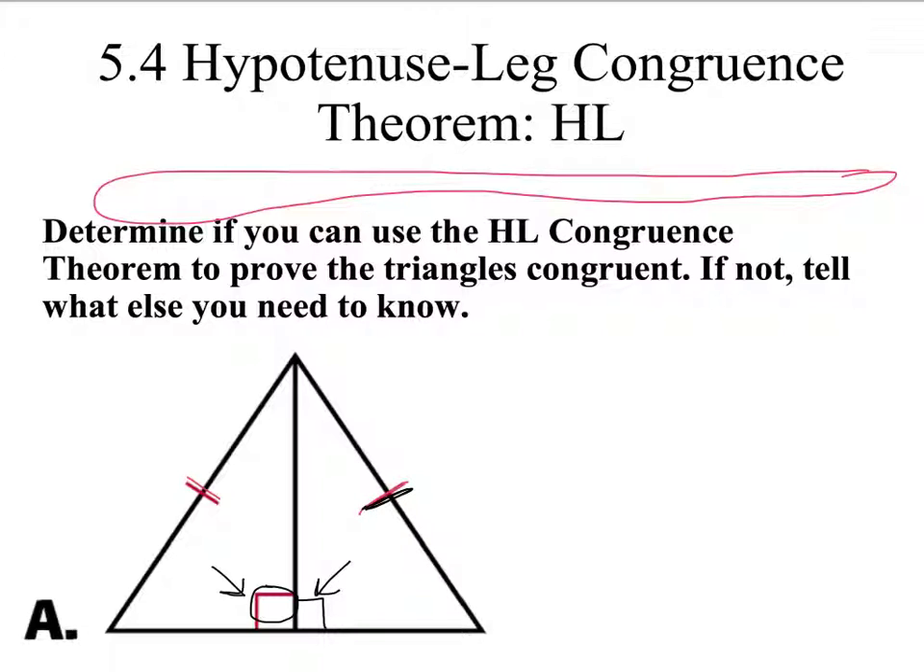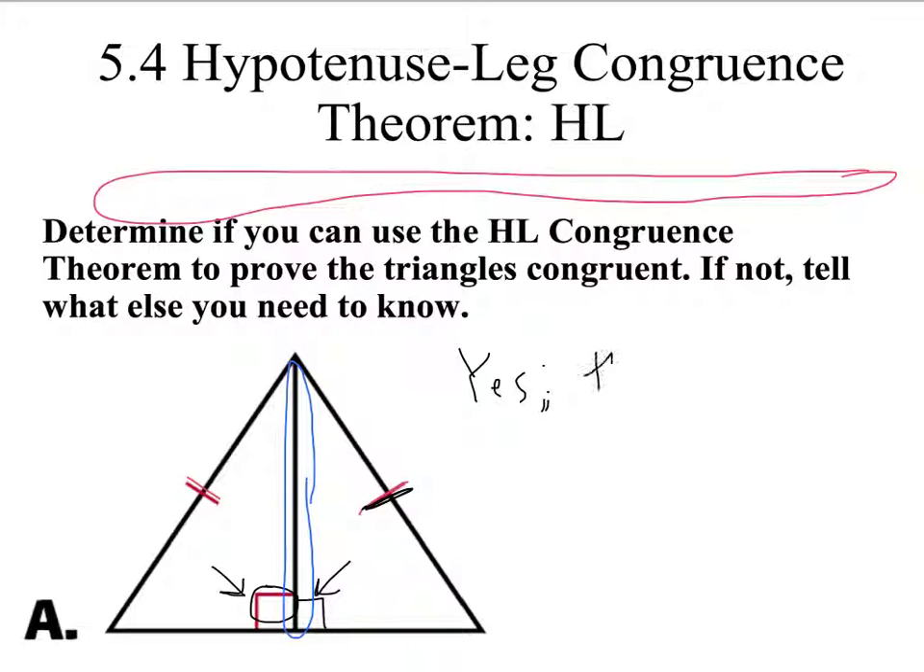Now, according to the hypotenuse-leg congruence theorem, I need not just a hypotenuse, but also a leg. If you notice this wonderful side right here, they share that side in common. That side has to be the exact same length because it's shared. So can I use this theorem? Yeah, absolutely I can.